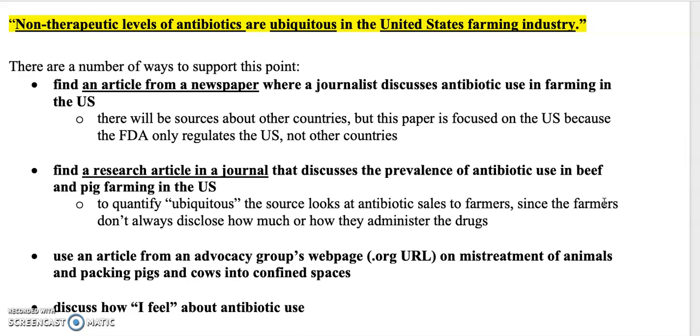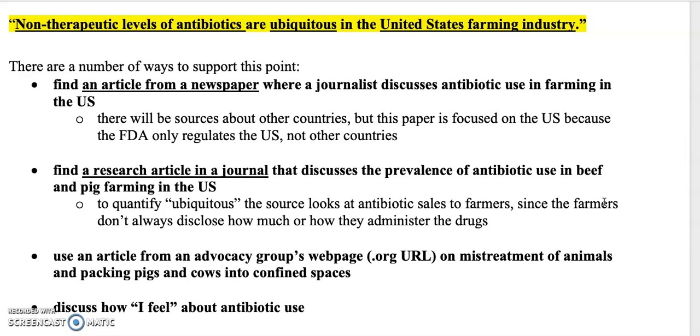There will be plenty of articles out there about antibiotic use in farming in India and in Asia and some other countries. But this paper is not about those countries. This paper is about the United States because the FDA only regulates the United States. It doesn't regulate other countries. I might have a main point that brings in some sort of cross-cultural comparison. And in that case, I might look at other countries. But for this one here, it's only about the United States.